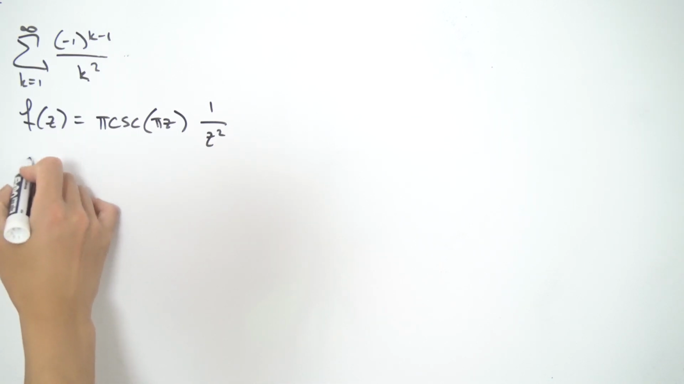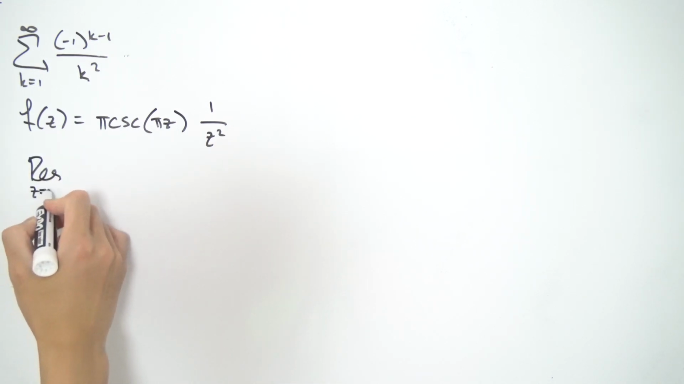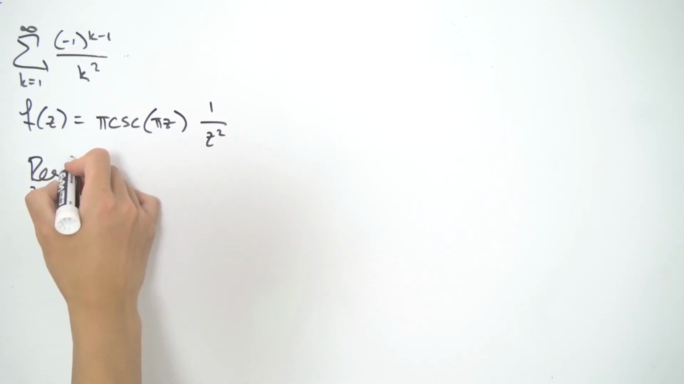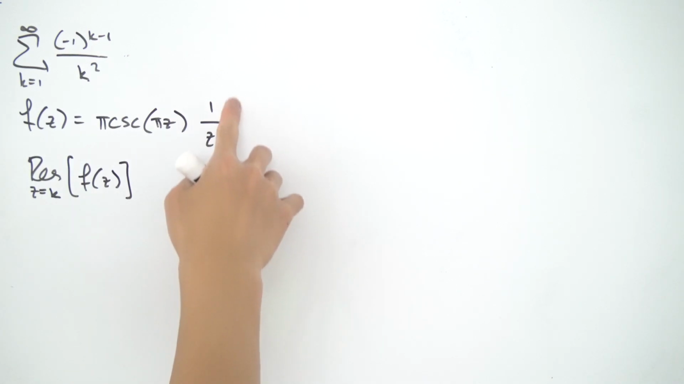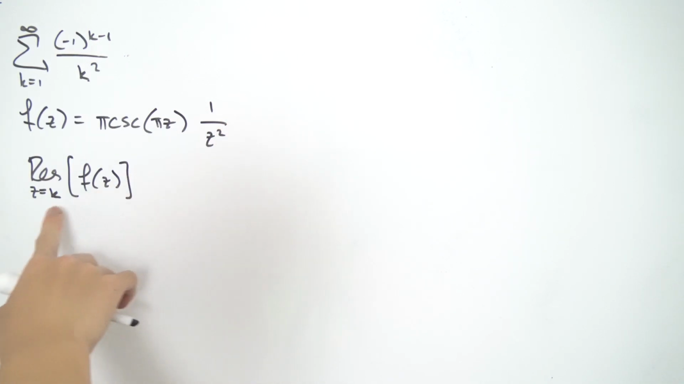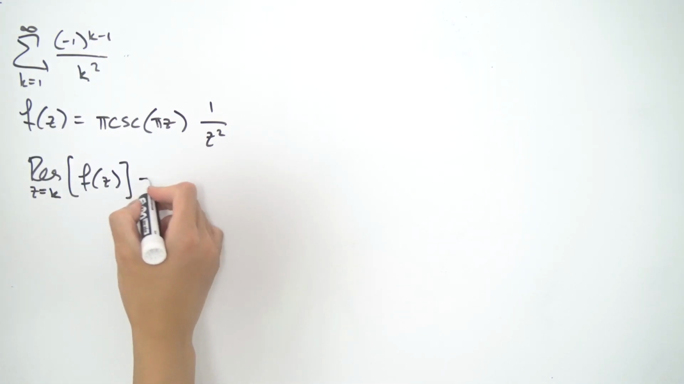Now I want to show that the residue at each of those integers, so at z equals k, of our function f of z is indeed equal to this 1 over z squared evaluated at each of those k values, at each of those integers, but it's also alternating. So what is the residue of this thing?